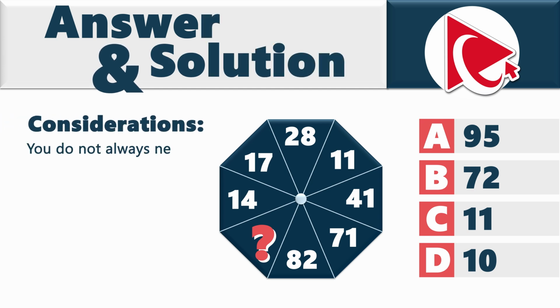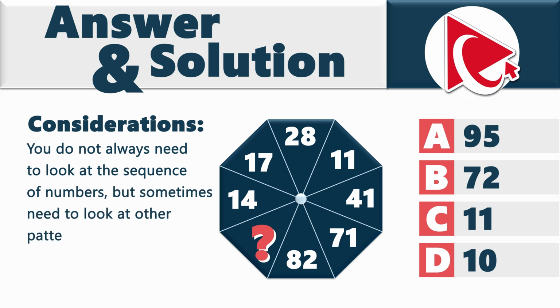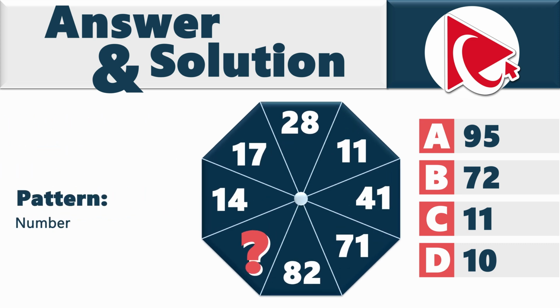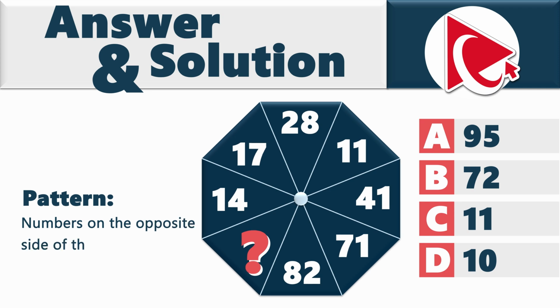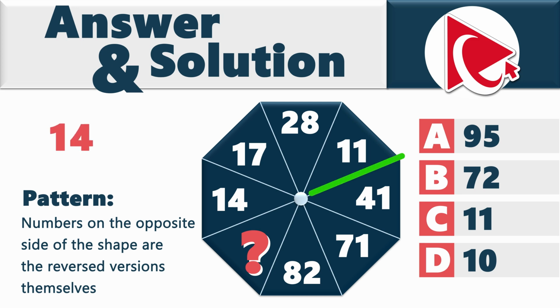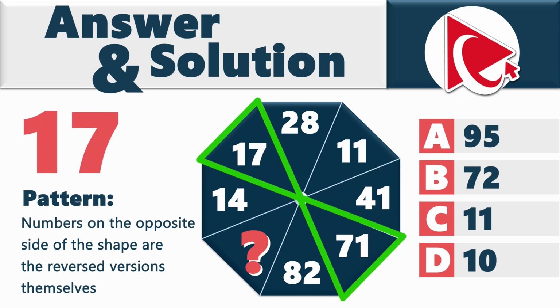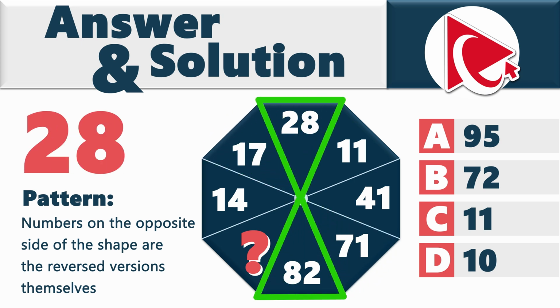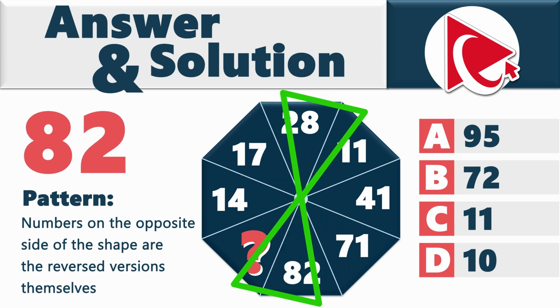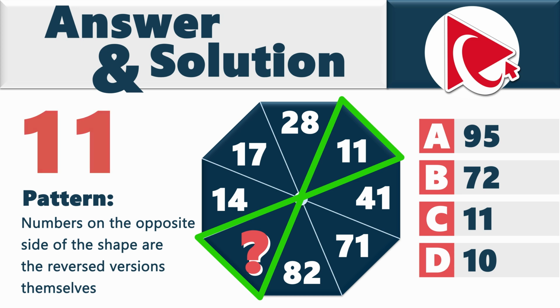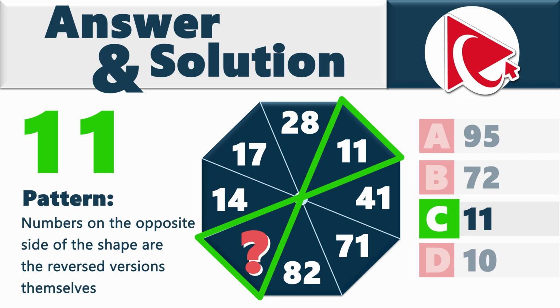You do not always need to look at the sequence of numbers, but sometimes need to look at the other patterns as well. And in this case, the numbers on the opposite side of the shape are the reversed versions of themselves. Let's look at the examples. 14 becomes 41, 17 becomes 71, 28 becomes 82, and the missing number 11 is the same, 11. So the correct answer here is choice C, 11.